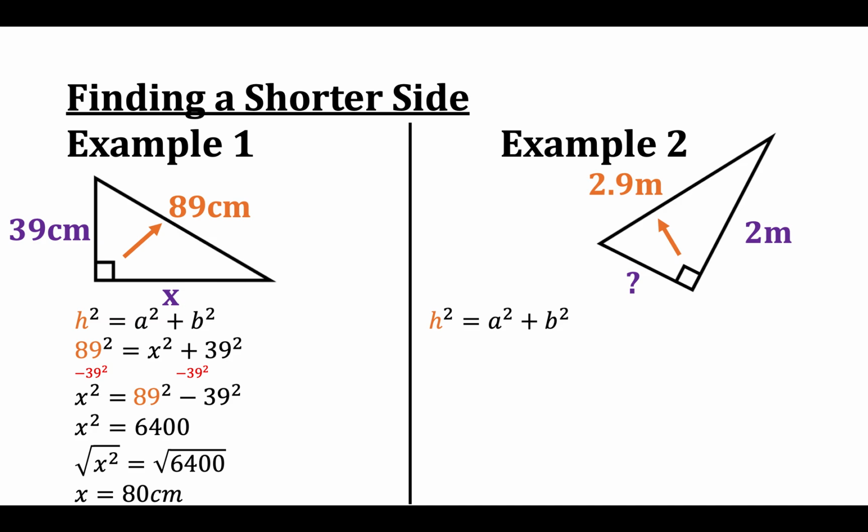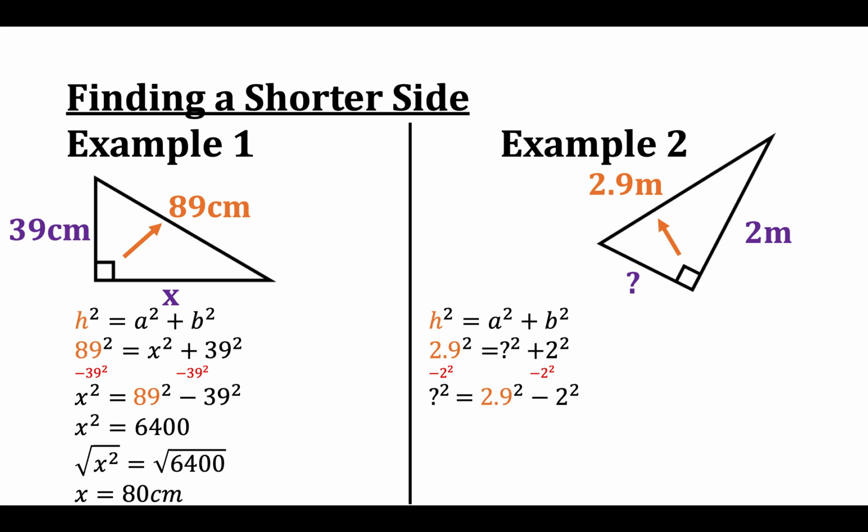So substituting into our formula then, h is 2.9. So we have 2.9 squared is equal to the question mark squared plus 2 squared. Now we need the question mark squared to be the subject of our formula, but there's currently a 2 squared being added onto this. So we need to subtract our 2 squared from each side, giving us question mark squared is equal to 2.9 squared minus 2 squared.